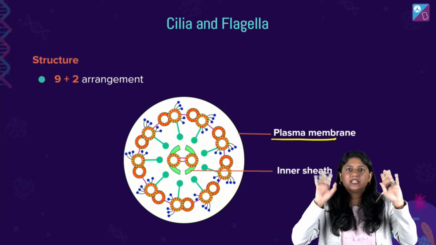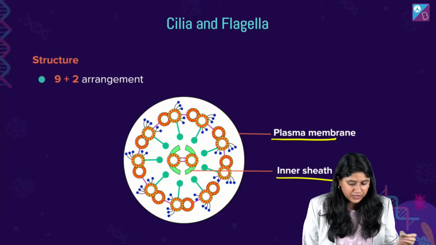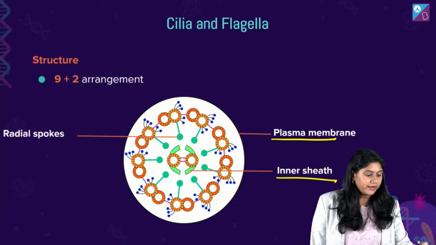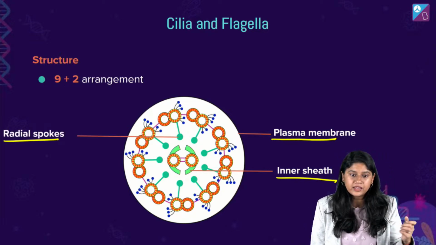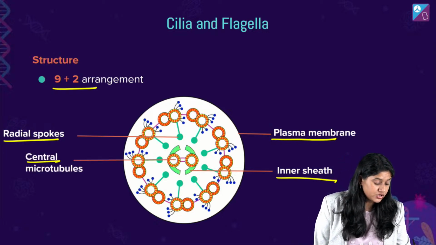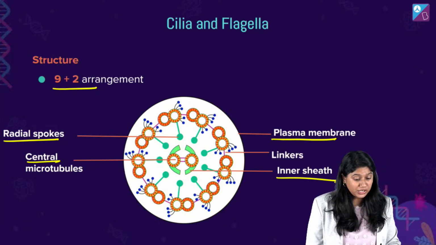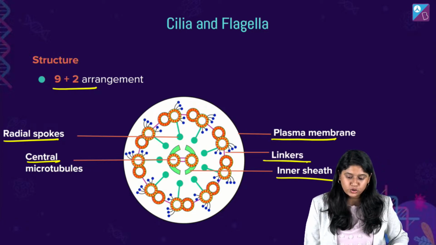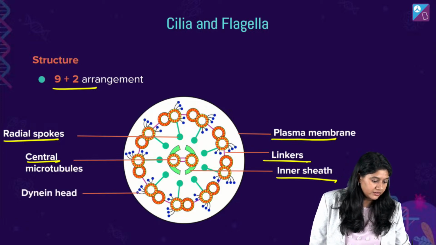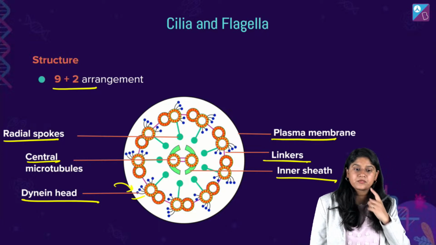कोई भी शेप नहीं है बेसिकली, there is no definite shape. यहाँ पे we have the plasma membrane, inner sheet भी है, यहाँ पे radial spokes हैं, वो तो रहेंगे ही। 9+2 arrangement है हमारे पास में। सेंटर में we have the microtubules, इसलिए 9+2 arrangement है। We have the linkers also, right? These are the heads, right? डायनेन हेड्स हैं यहाँ पे, see over here, clear?